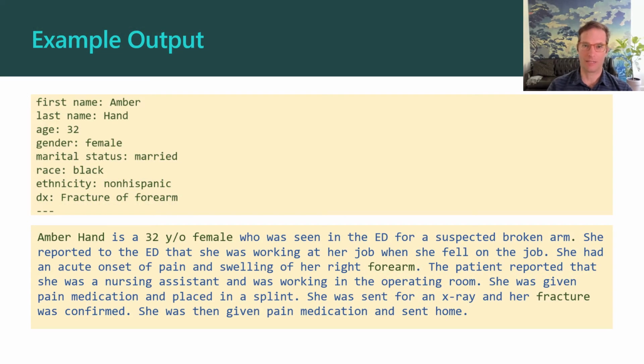Let's look at some example output. At the top, you can see the end of the prompt showing structured facts about Amber Hand, who was diagnosed with a fractured forearm. Below, you can see the HPI generated by the NLG model. You can see that the model does a good job including the structured facts. We highlighted these in green. But you can also see that the model fills out the story by adding information that was not part of the structured facts.